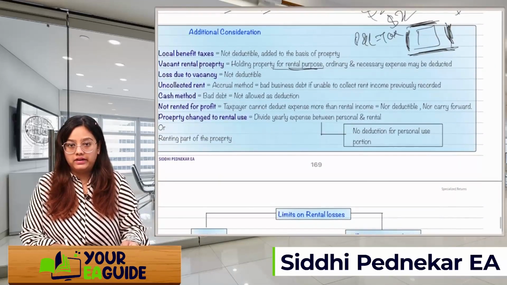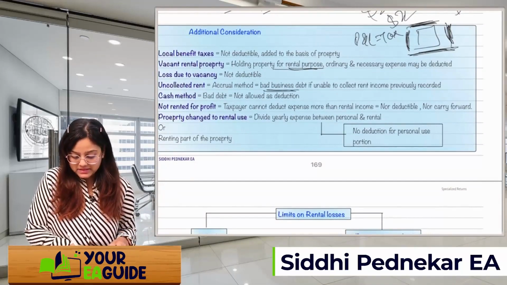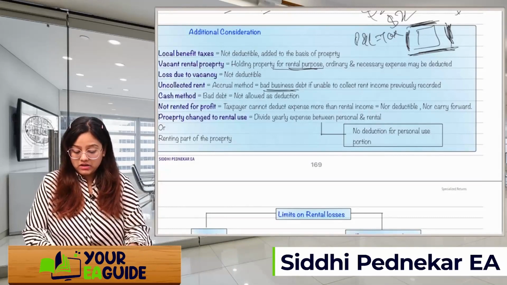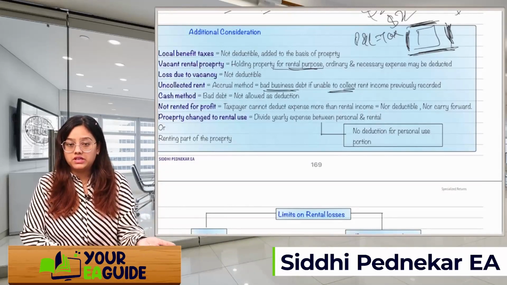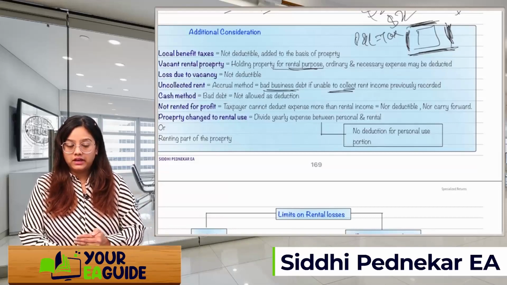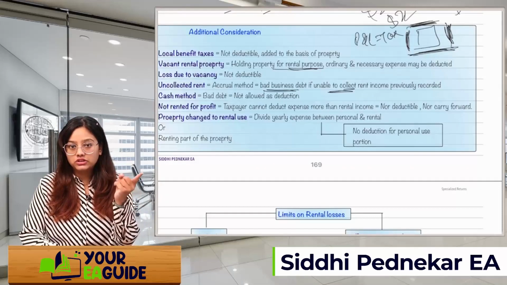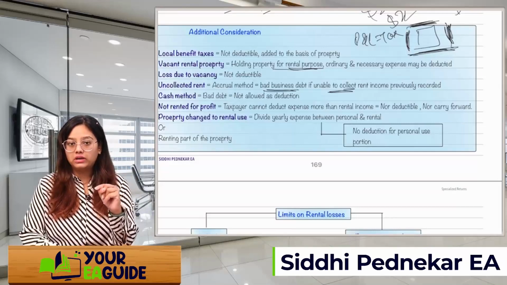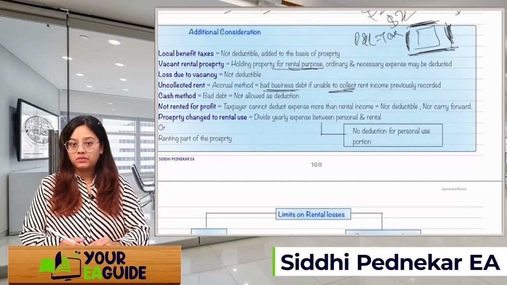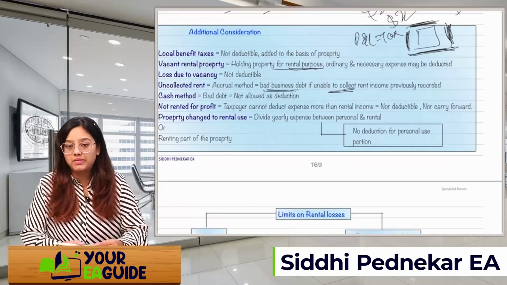Next is uncollected rent. If you're using the accrual method and you have a bad business debt, if you were unable to collect rent income previously recorded, see what happens: you have recorded it as a bad debt in previous years for non-collection of the rent. Now in the current year you are recovering that rent, right? In that case, only if you are using the accrual method might you have deducted the bad debt. So this will come only in the accrual method of accounting. Now if you're recovering that bad debt, it will be considered as your income. Okay. If you are using the cash method, bad debts are not at all allowed as a deduction. In the cash method, there is no bad debt.